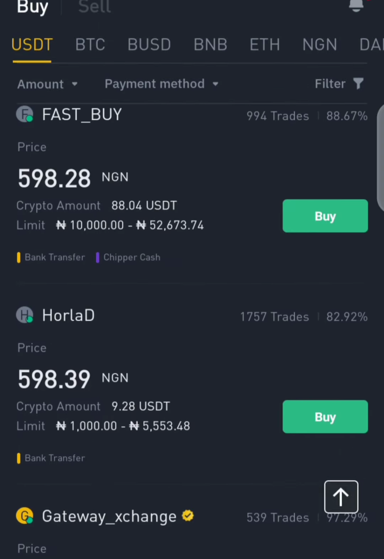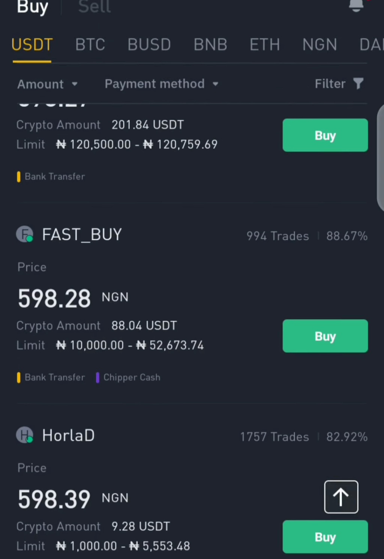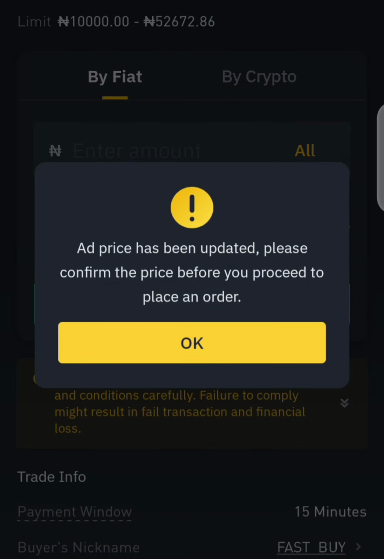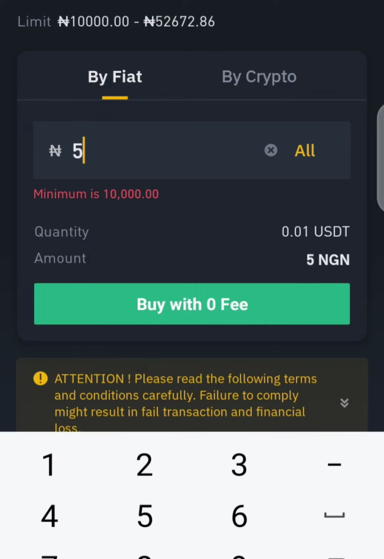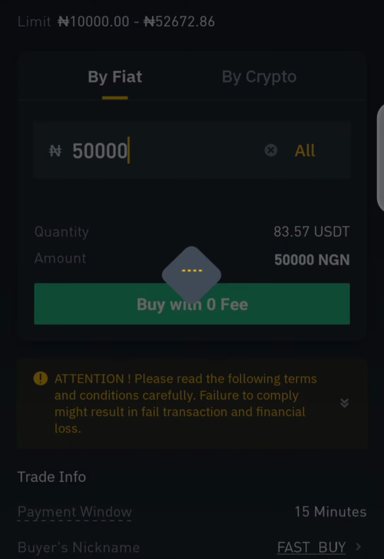Okay, I have seen one. This Fast Buy has carried out 994 trades and all of that. You can see that the person has bank transfer and cash. So this is two methods. You click the one with bank transfer. Okay, so what next? For 50,000, then you click buy with zero fee.